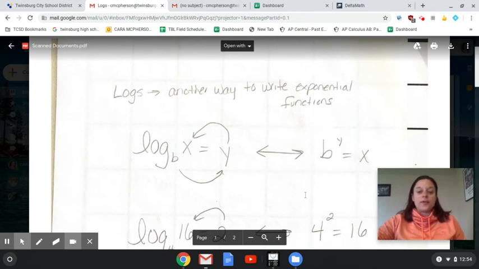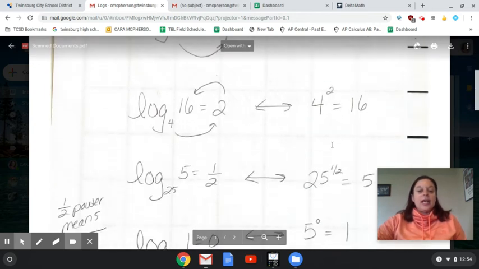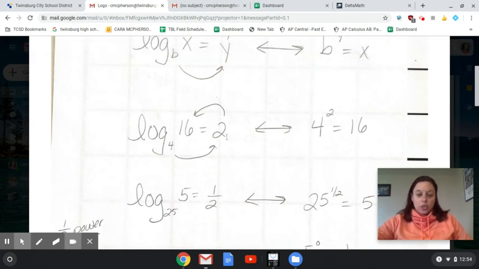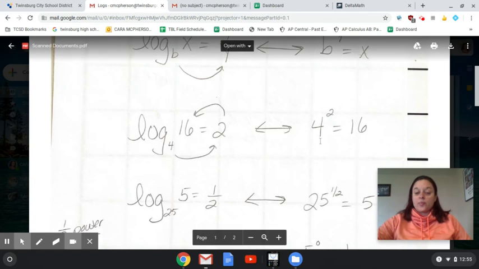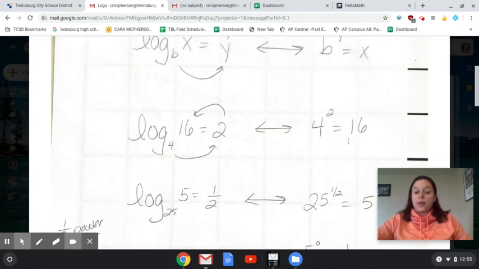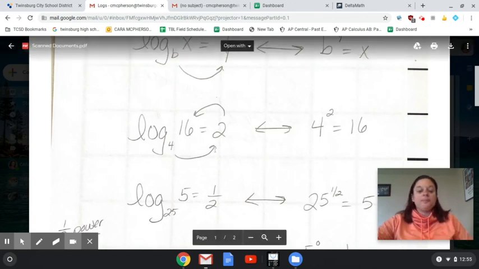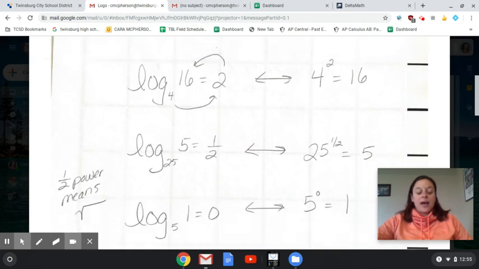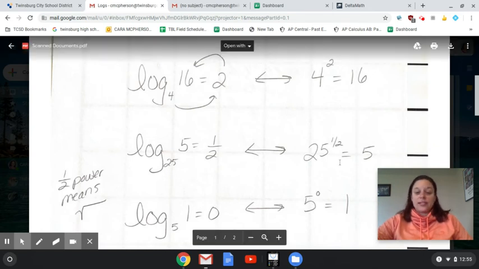So for example, I have a few down here that you can see. If I wrote the log statement log base 4 of 16 equals 2, what that means is if I take 4 to the second power, I get 16. So again, following that circle pattern there. So here's my exponent notation. 4 to the second power equals 16, which we know is a true statement. Here's one that says log base 25 of 5 equals a half. What that means as far as exponent is if I take 25 to the half power, I would get 5. So again, seeing the exponent notation.